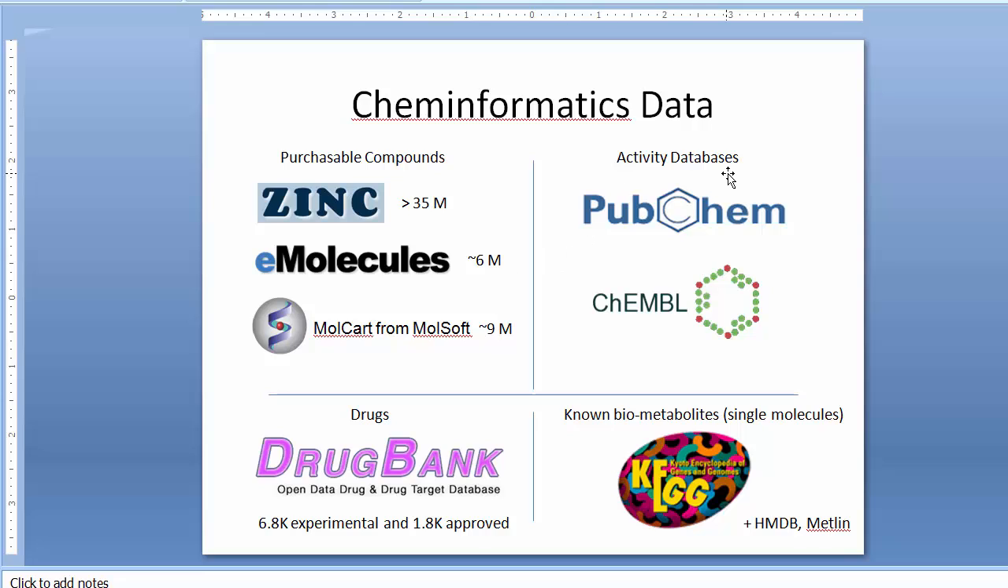There are also activity databases such as PubChem and ChEMBL, where you'll get the chemical structure and published information about the activity of the compound. There's DrugBank, which contains about 6,800 experimental compounds and 1,800 approved drugs. And then there are databases such as KEGG, HMDB, and Metlin, which contain known biometabolites.